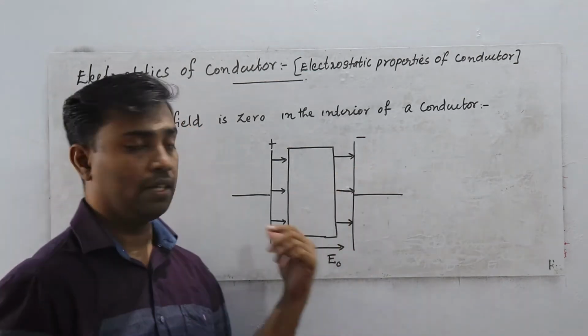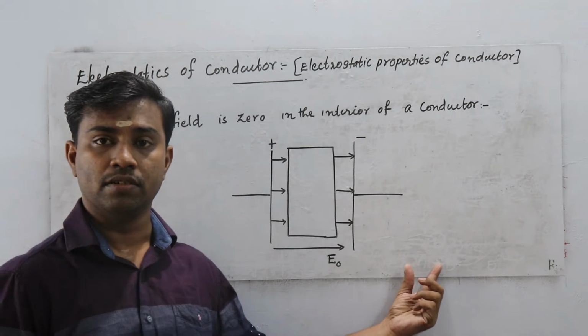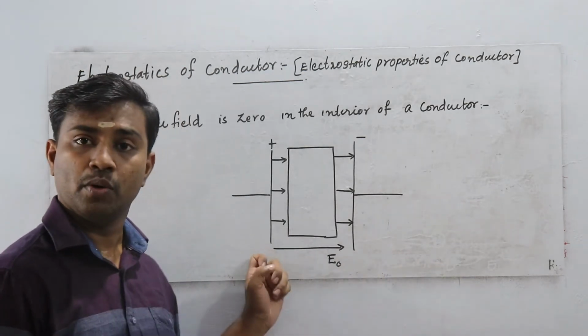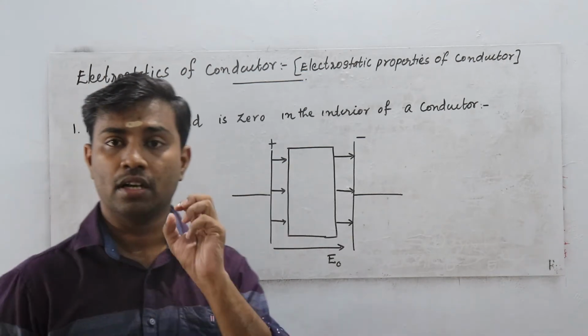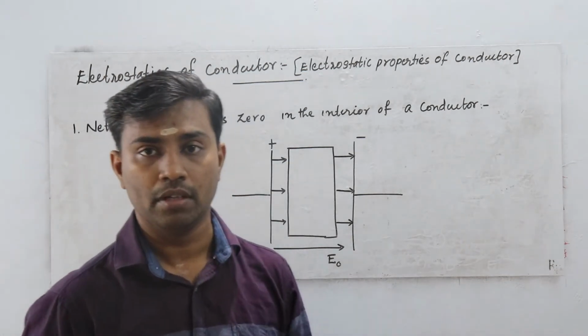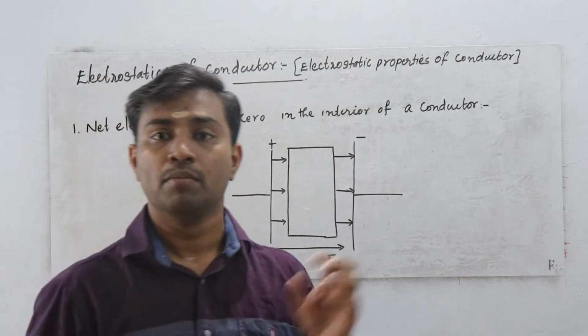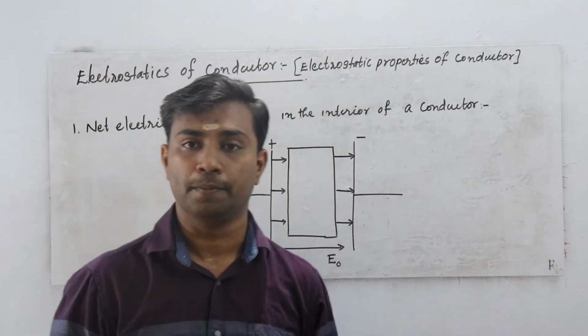So we consider metal plates, one positive and the other negative. The external electric field acts from the positive to the negative plate. Now we consider a conductor, which is neutral, with equal positive charge and negative charge.